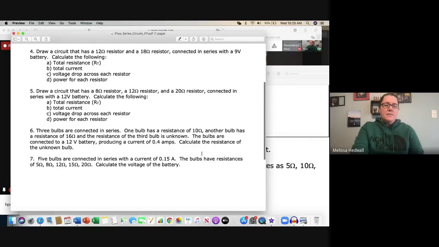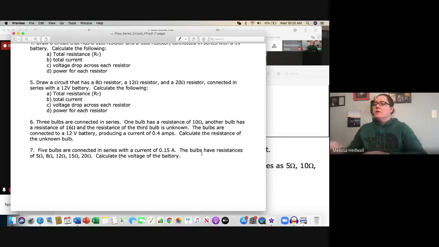So you can follow those examples that we did before. And then number 6 and 7 is what I want to focus on here because they're a little bit goofy. So I'll show you my board in a minute. I'm going to write on it for a moment. 3 bulbs are connected in series. One bulb has a resistance of 10 ohms. Another bulb has a resistance of 16 ohms. And the resistance of the third bulb is unknown. So I have 3 bulbs here. 2 of them we know. 1 of them we don't know. We'll call that one R3.